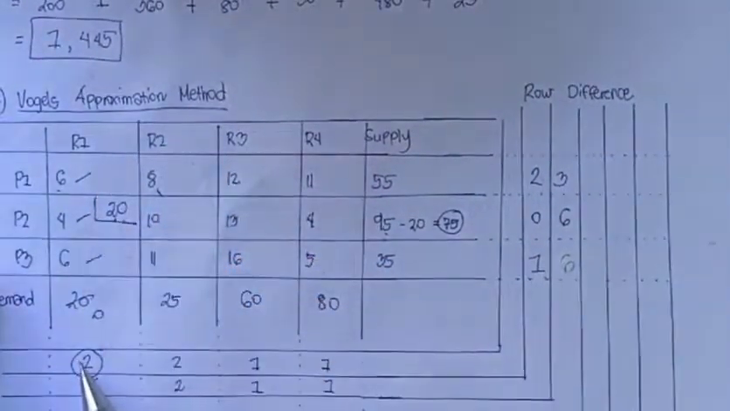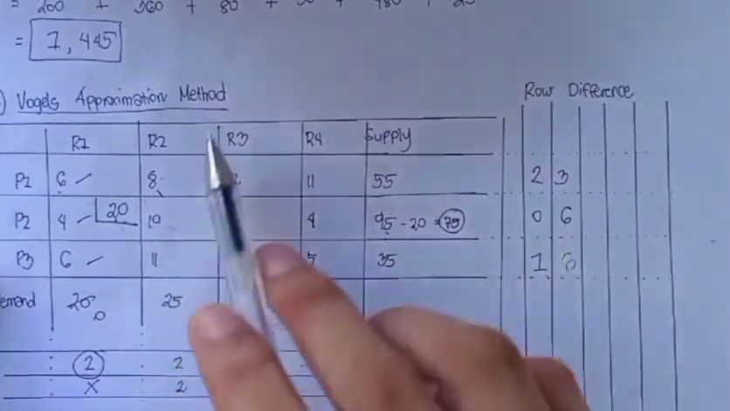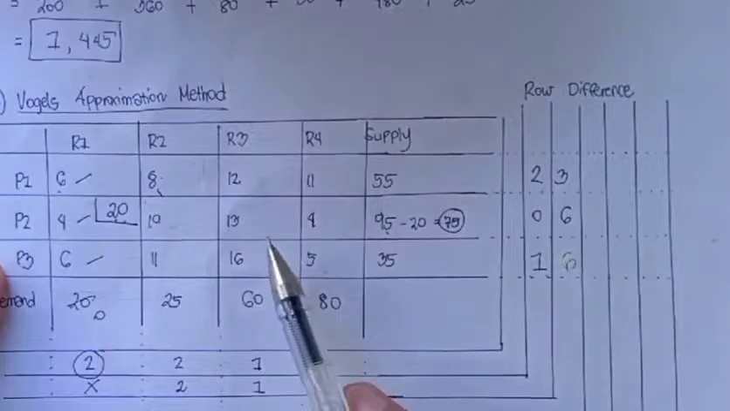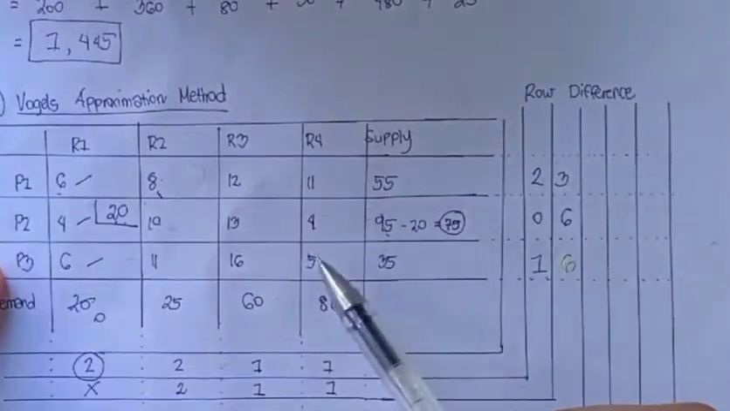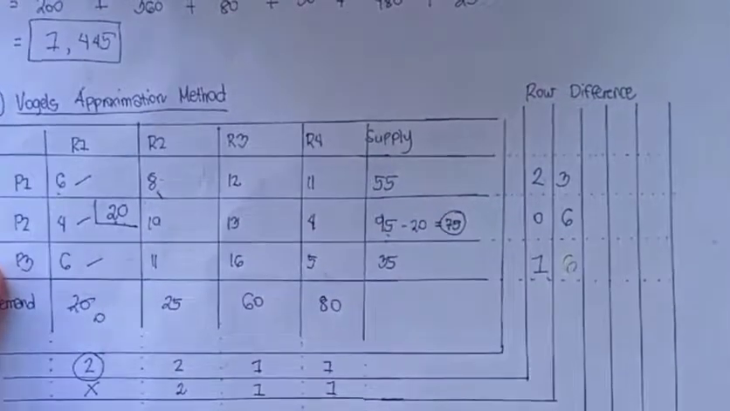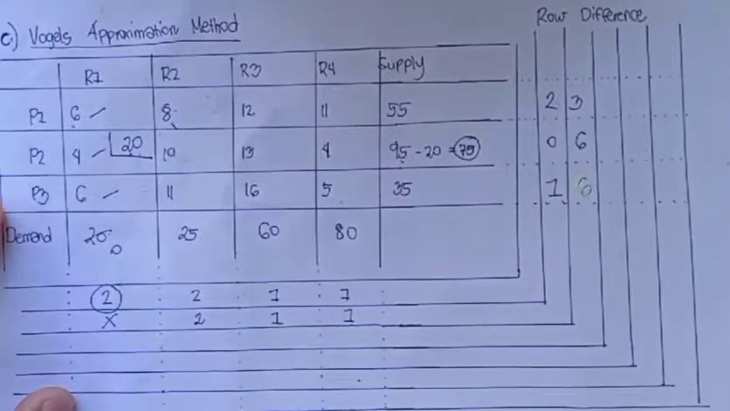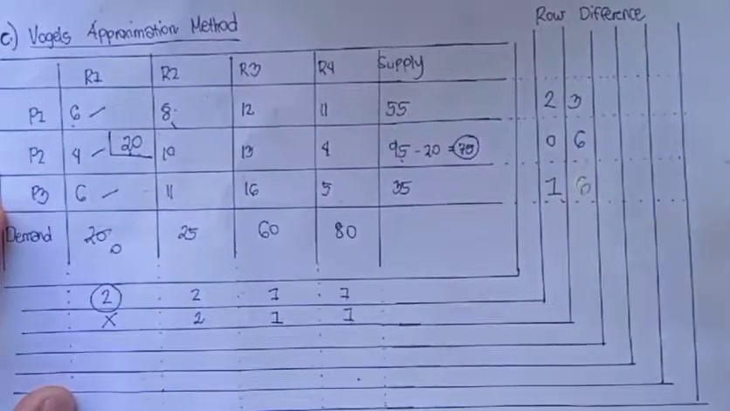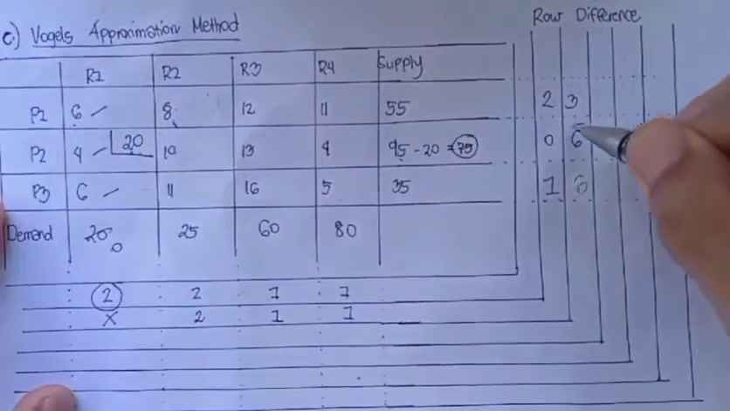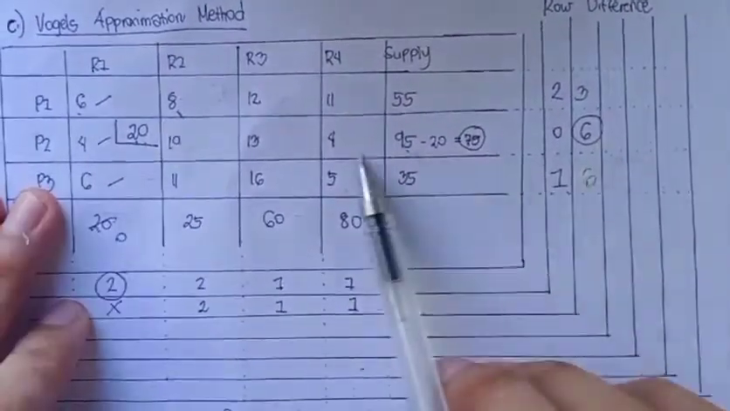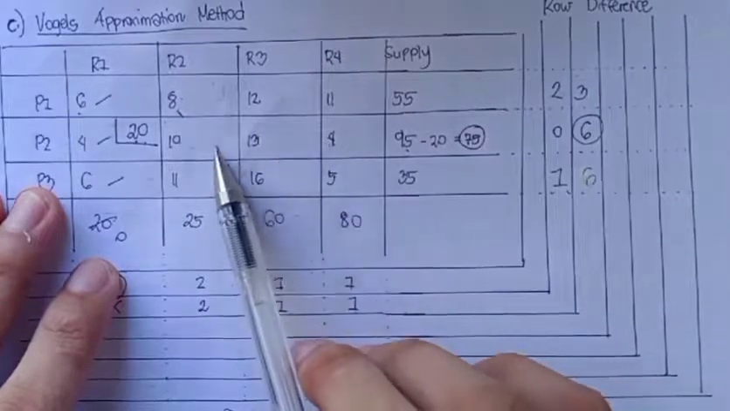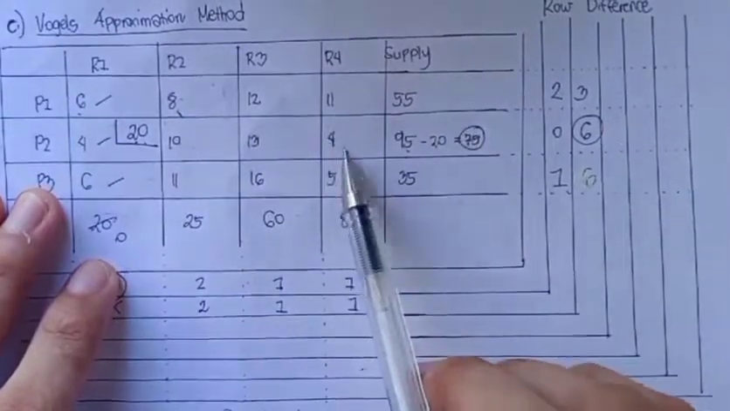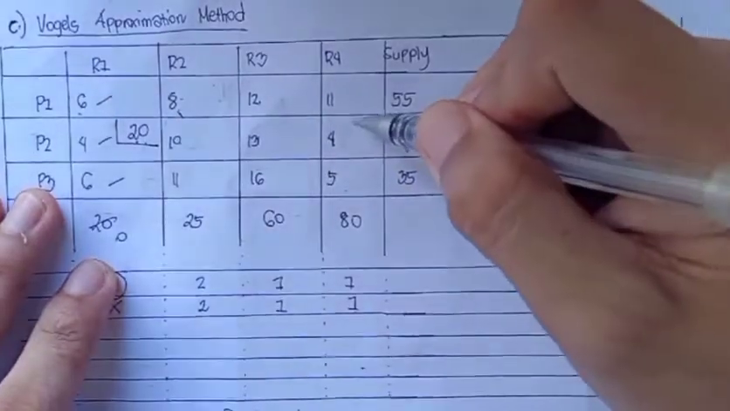In the first column, the demand is met. The second column, 10 minus 8 is 2. 13 minus 12 is 1. And 5 minus 4 is 1. So the maximum in both column difference and row difference is 6. So we will select the second row. In the second row, the transportation costs are 10, 13, and 4. And the least value is 4. So we will select this cell.